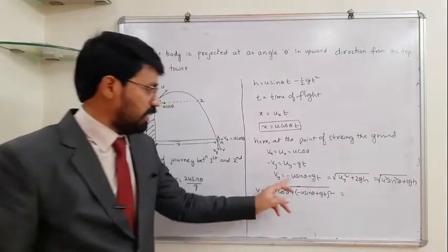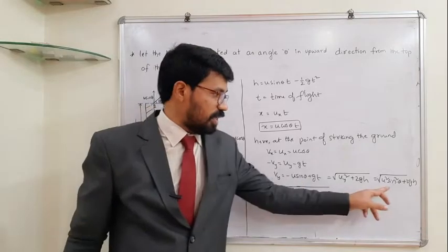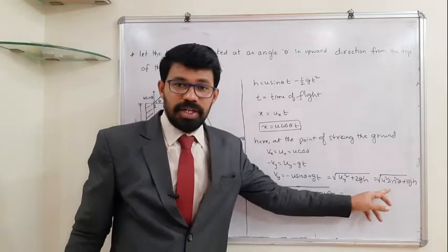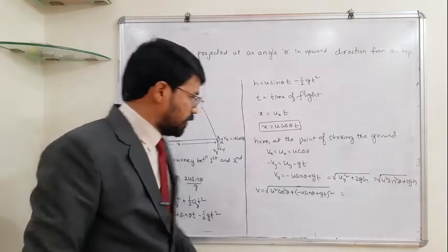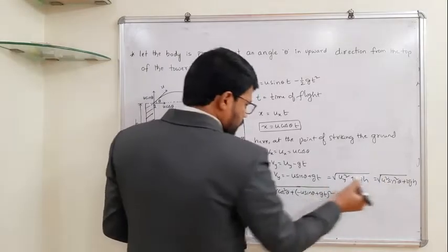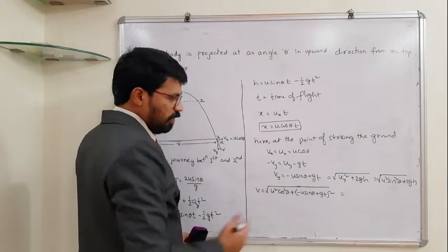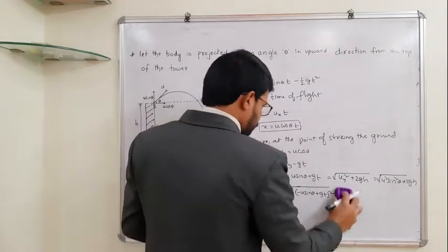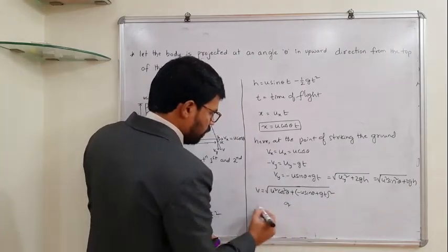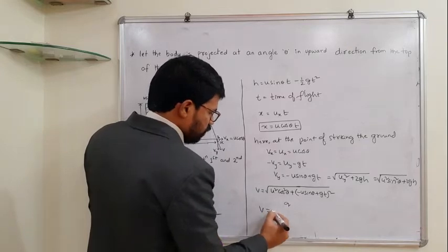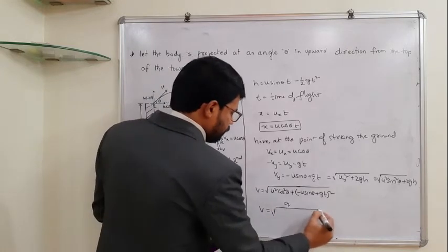Okay, so like that, Vy can be expressed in terms of time of flight, and also in terms of the height of the tower. So if this equation is substituted directly in place of Vy, you will get a more simplified form. I'll show you that. Or this can also be written as under root.